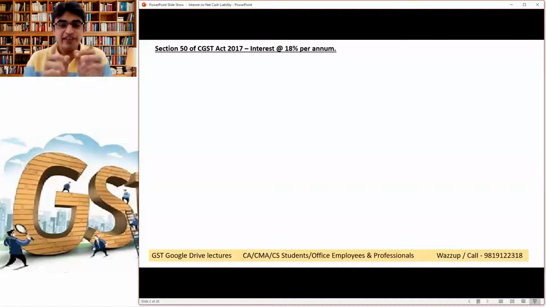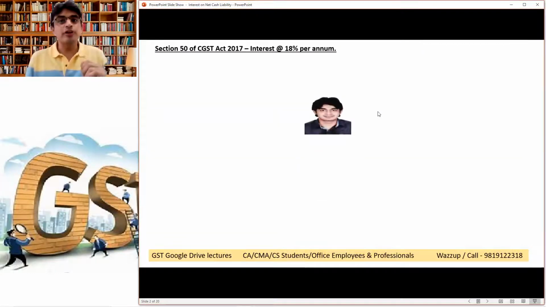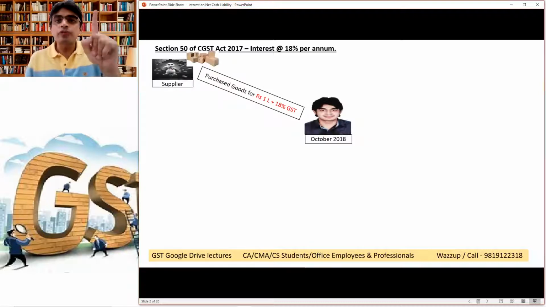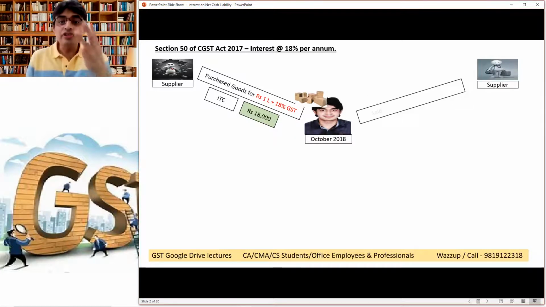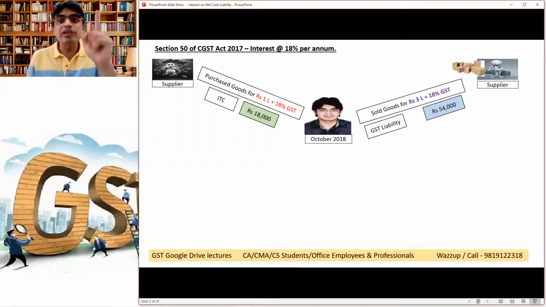The first point, Section 50 of the CGST Act 2017. Suppose I am a registered person. During the month of October 18, I purchased goods for rupees 1 lakh. I paid GST of 18,000. So my input tax credit is 18,000 rupees. Now during the same month, I had sold goods of, say, rupees 3 lakh. On that 3 lakh, I must have collected GST, 3 lakh into 18%. My GST liability was 54,000.